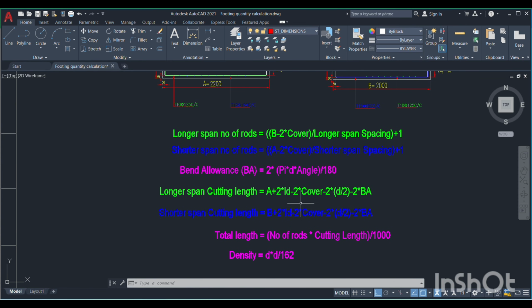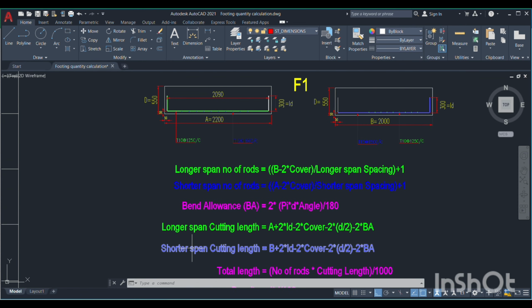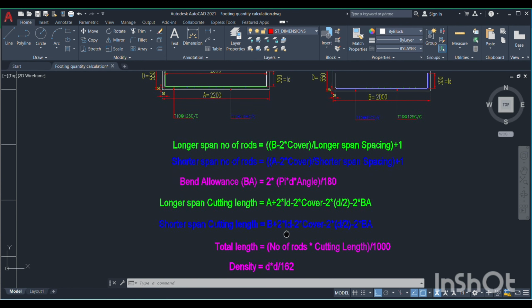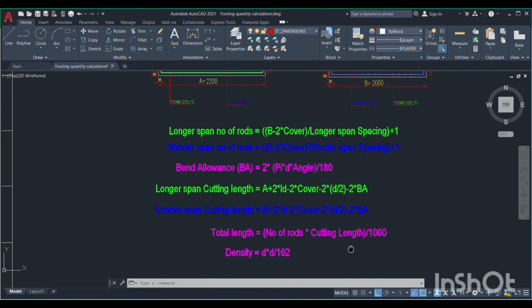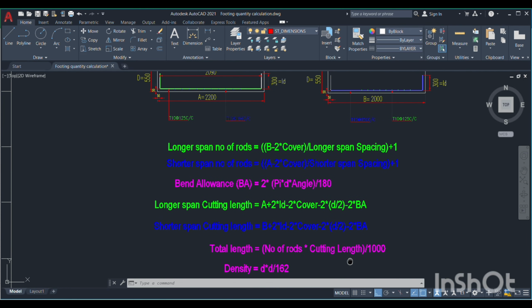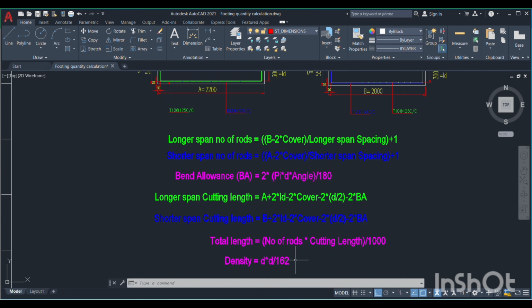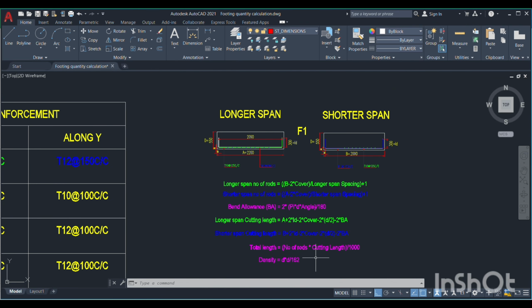Next, similarly for the shorter span, same formula for the shorter span. And total length is equal to the number of bars we have calculated, respective number of rods into the respective cutting length, divided by 1000. It will give the quantity in the meter. Then unit weight density is equal to d square divided by 162.